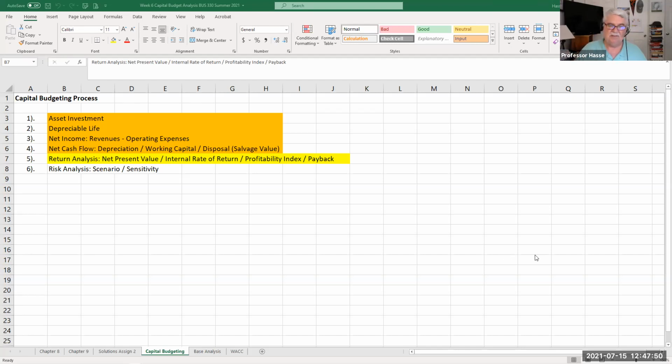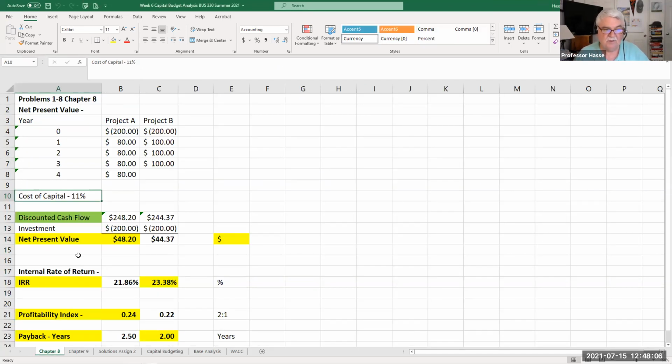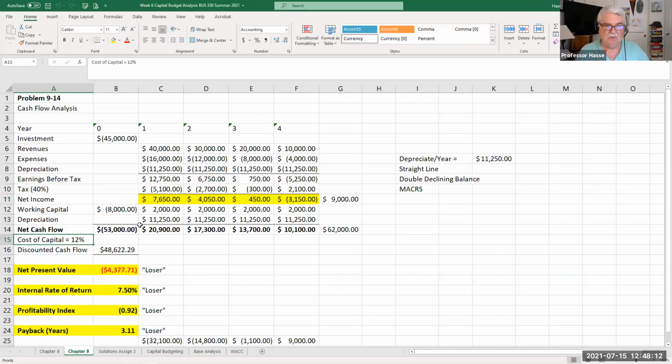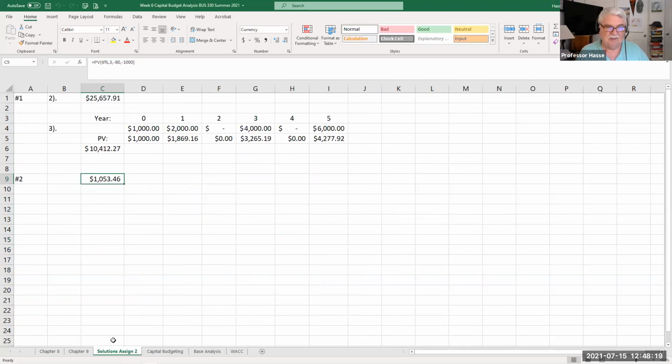And we began to look at this last week. It's the capital budgeting process. In this class, we're concentrating on the first 5 steps. The 6th step, we're not. We looked at this in our introduction video. And in this file folder are the problems we reviewed last week from chapter 8, which determines the 4 investment return calculations. We looked at chapter 9, putting together the cash flow statement. Here's our tab for the solutions that we just did in assignment 2.